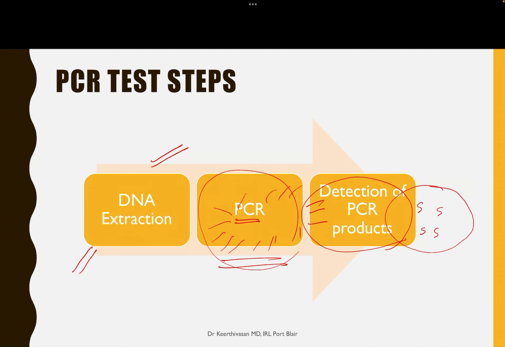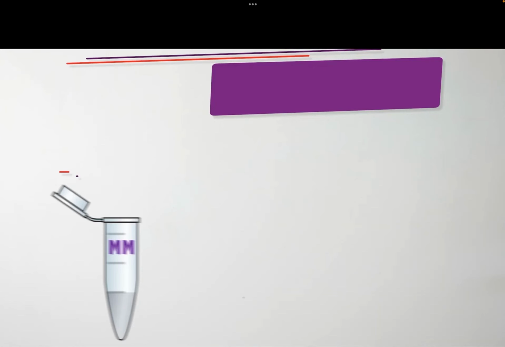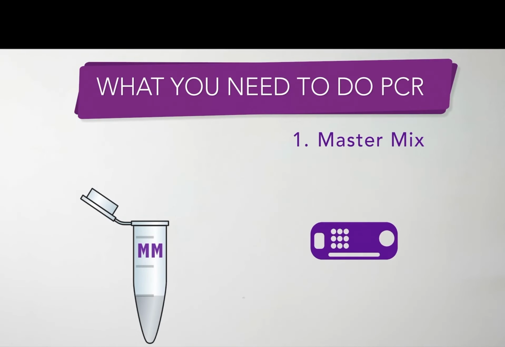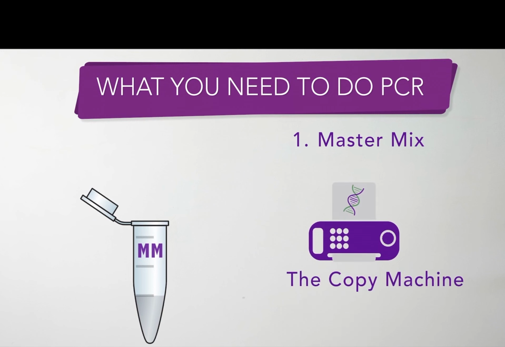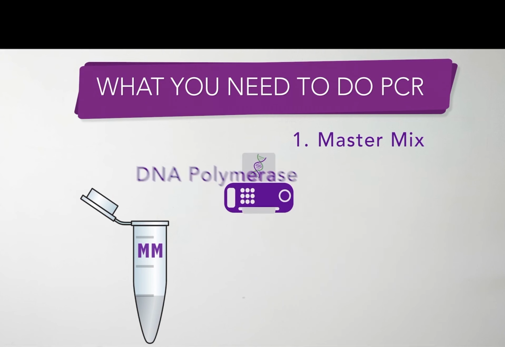So that is done through various processes. So let's see what all are required in PCR. First is master mix. In the master mix, we need the one Xerox machine, the copying machine, the one which makes multiple copies of our DNA, and that process is done by DNA polymerase. So the DNA polymerase enzyme goes inside. So that is our master mix.